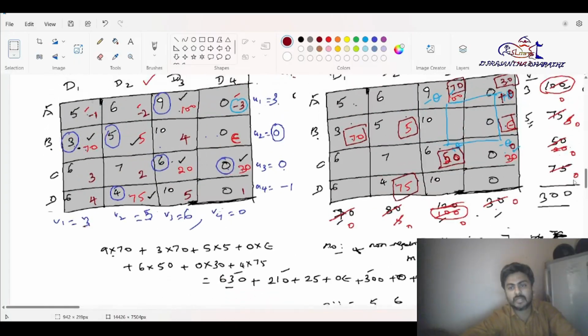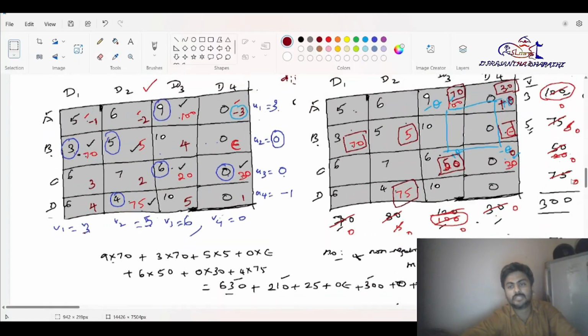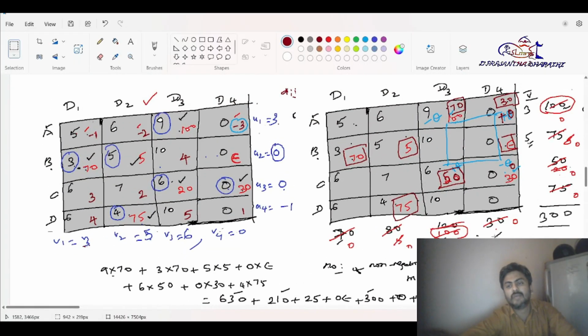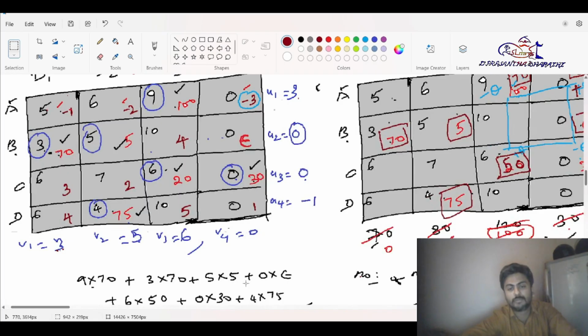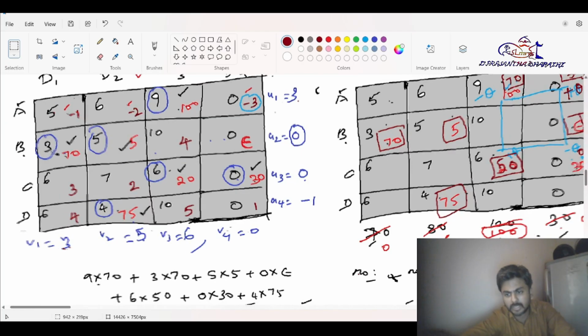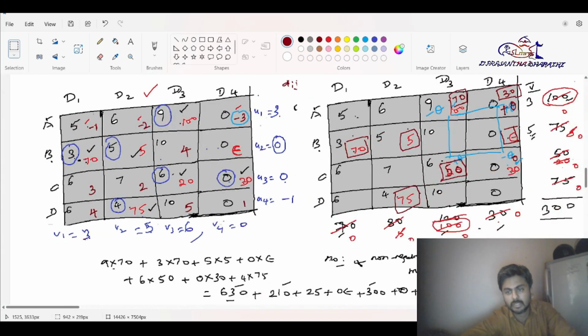But actually, where did I find the cost? Actually, without testing the values. Here m plus n minus 1 are equal, right? m plus n minus 1 is equal. So here itself I have found the cost. The cost is 1465.